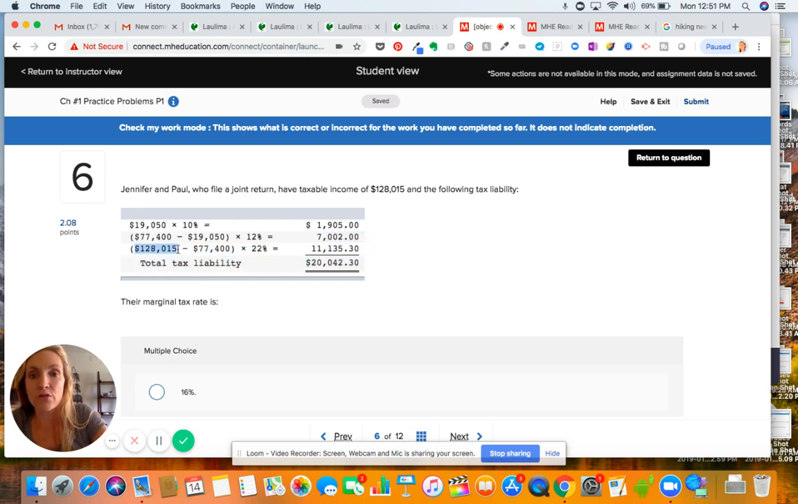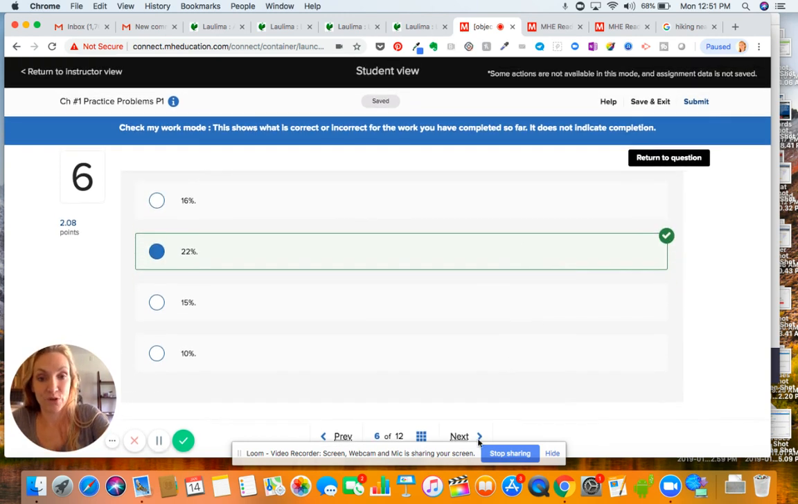Now we take our total taxable income minus the beginning amount, because that is the amount that we've already accounted for in tax in these first two rows, and we times it by the 22%, and that gives us $11,135. So our total tax liability is all of these added together. Cool. That's how it works. Now, there are tables that we'll learn about later, and we'll explain those tables then, but they're a bit easier. You don't have to do that, but the textbook wants you to understand that this is how the tax works.